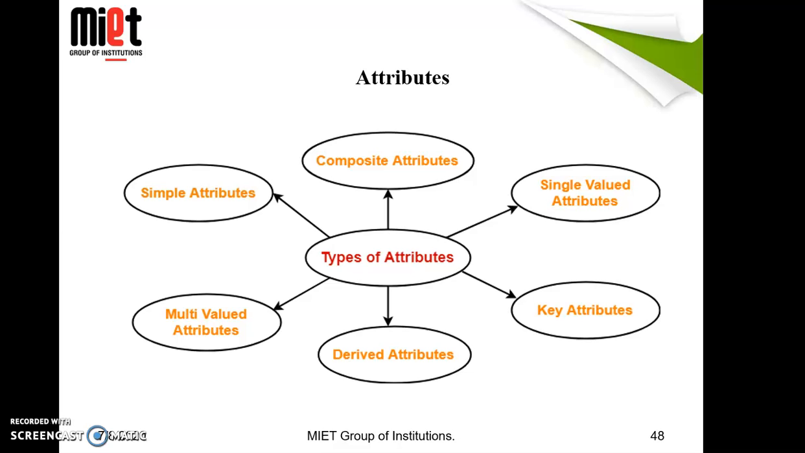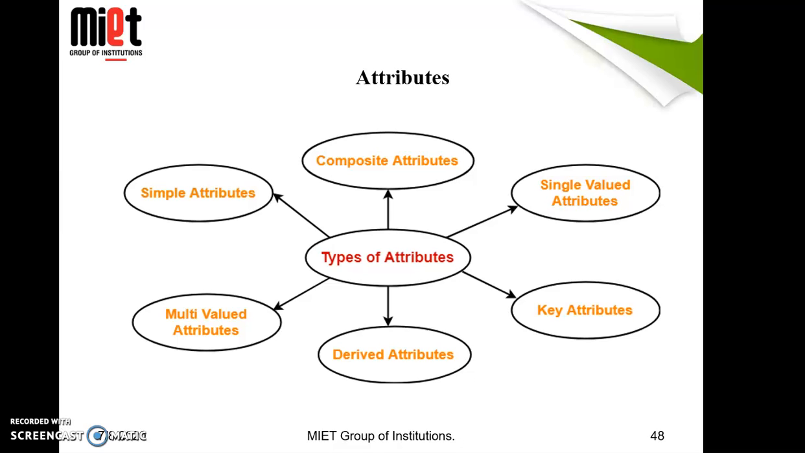Next is composite attribute. A composite attribute is an attribute composed of multiple components, each with an independent existence. For example, address can be subdivided into city and state, right? We can decompose it into two sub attributes. Like name can be first name, middle name, last name. So we can subdivide the attribute, and that is called a composite attribute.